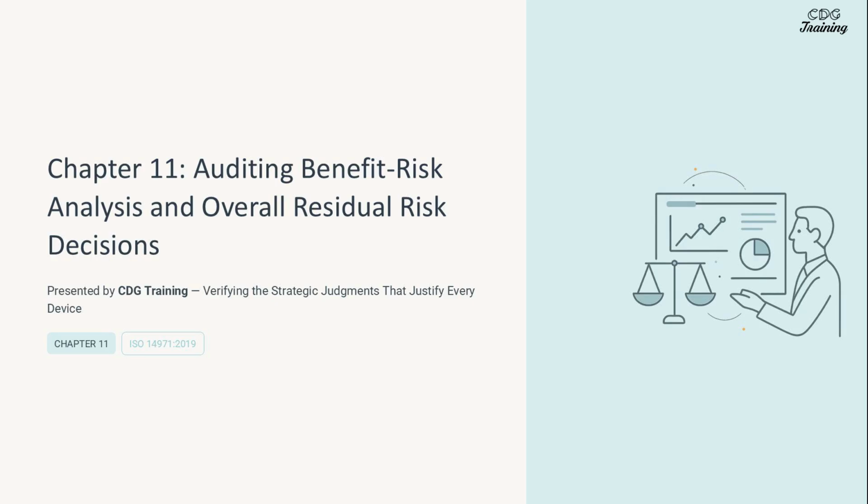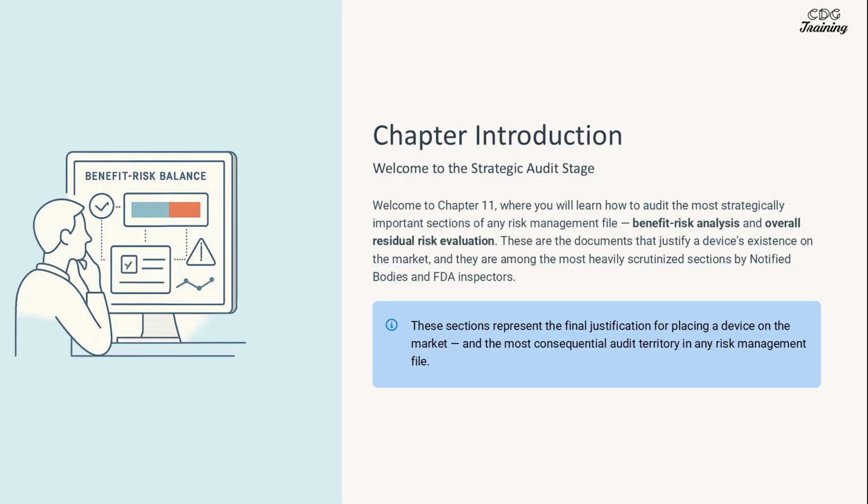This chapter is essential for verifying the strategic judgments that justify every device on the market. In this chapter, you'll learn how to audit the most crucial sections of any risk management file, focusing on benefit risk analysis and overall residual risk evaluation. These sections are vital for justifying a device's existence on the market and are heavily scrutinized by regulatory bodies.